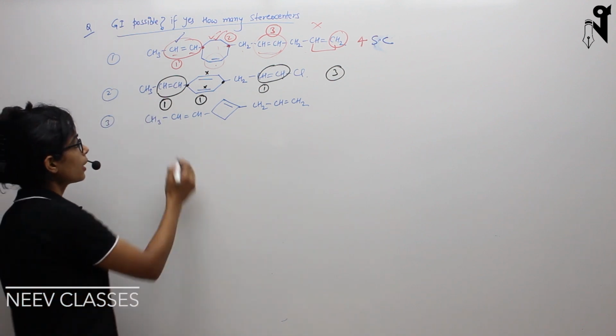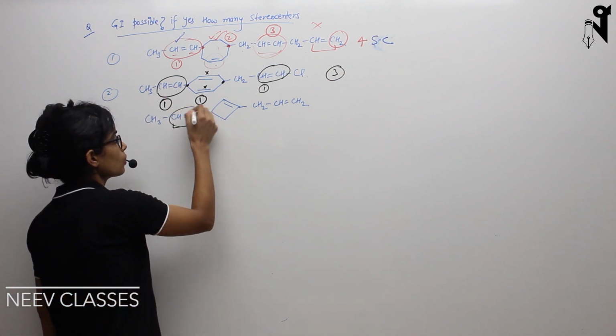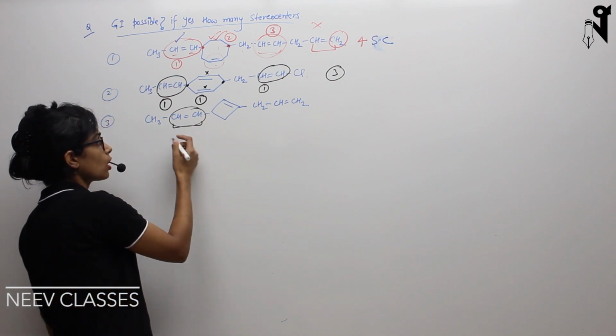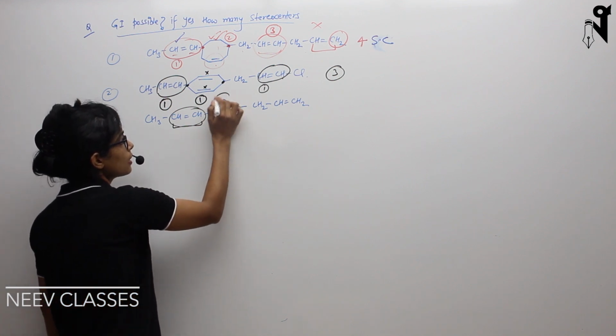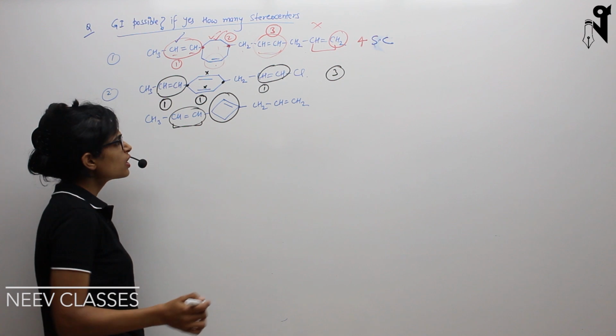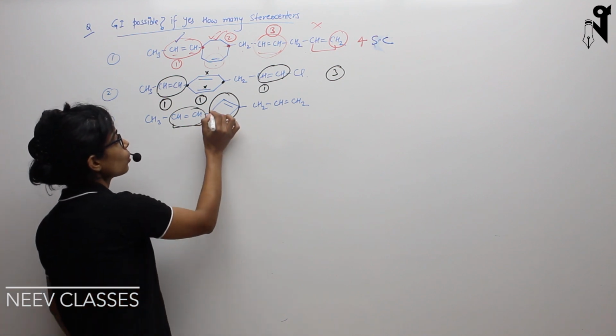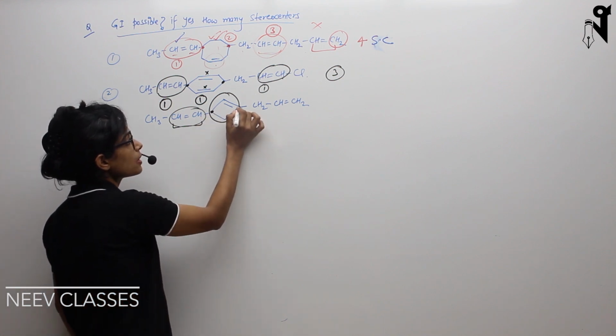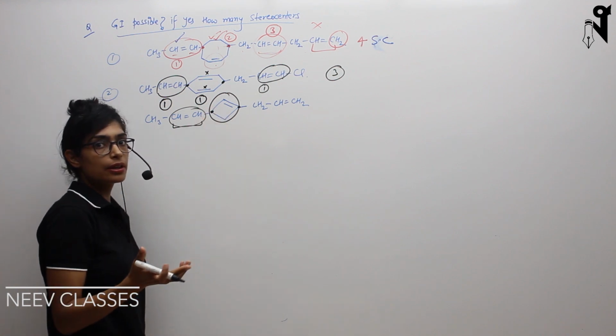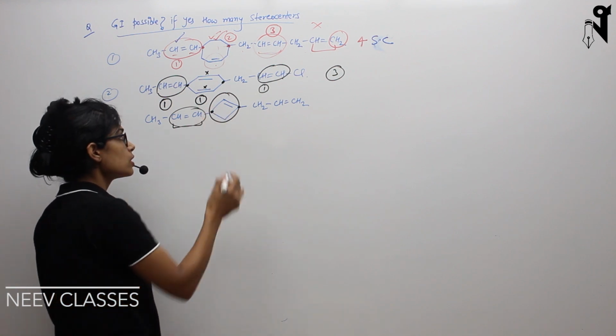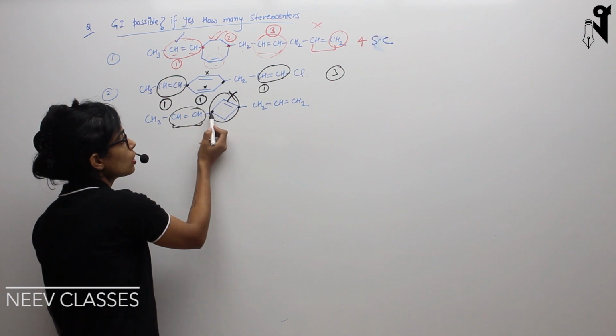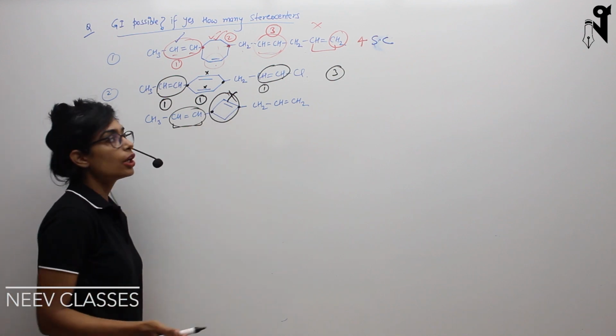Come to the next one. Again, this group has 2 different attachments on each carbon, so this will show GI. Then, will this cyclic ring show GI? No. This is an sp3 hybridized carbon, and this is sp2. A double bond inside a ring smaller than 8 will anyway not show GI. So this ring also will not show GI, because one is an sp3 carbon and another is an sp2 carbon.